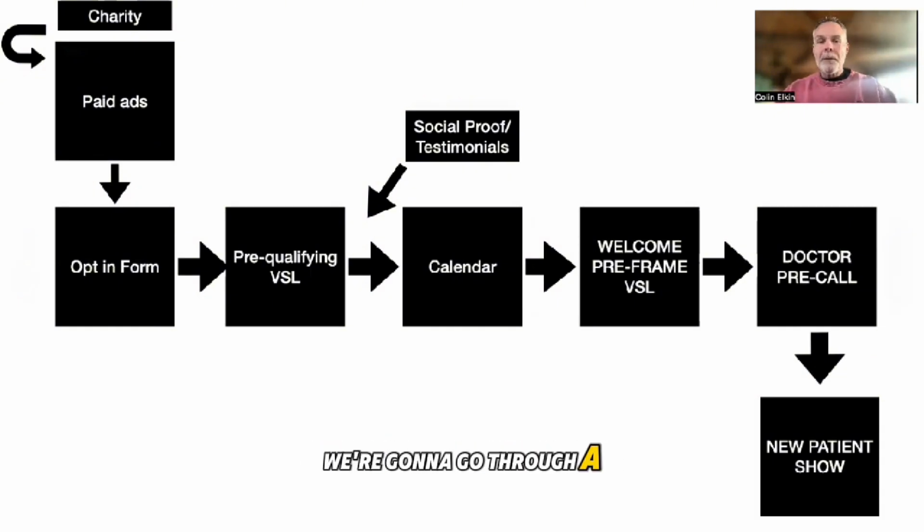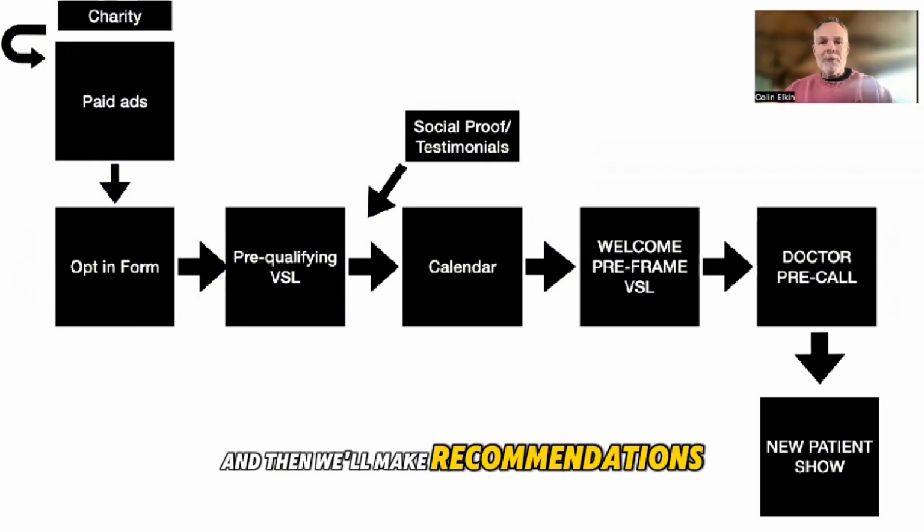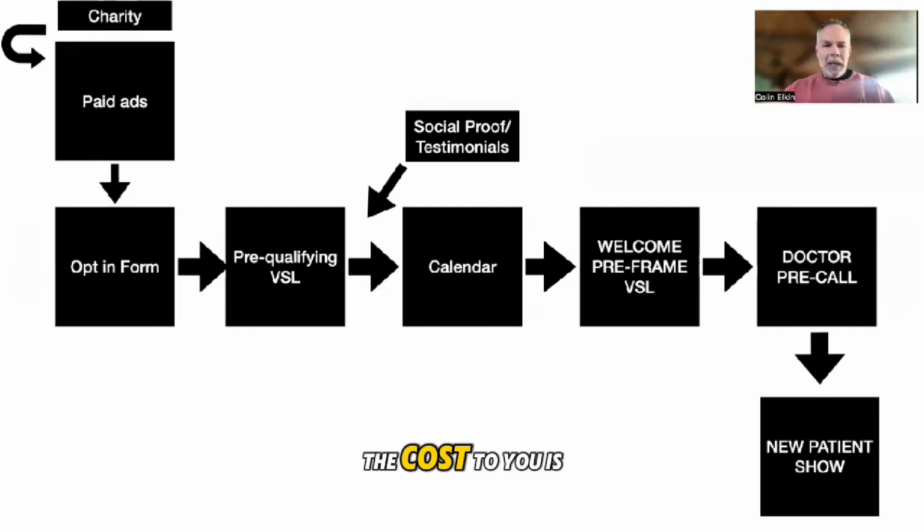We're going to go through a full history of your problem, a consultation with you. Then we're going to go through an examination. We may take an x-ray. We'll check your spine out. We'll try to figure out exactly where this problem is coming from, and then we'll make recommendations for the next steps. The cost to you is going to be X number of dollars.